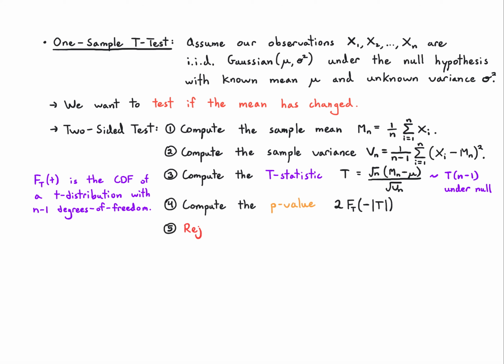And finally, I have my p-value, so I'm going to reject the null if the p-value is less than alpha, and fail to reject the null if my p-value is greater than or equal to alpha.